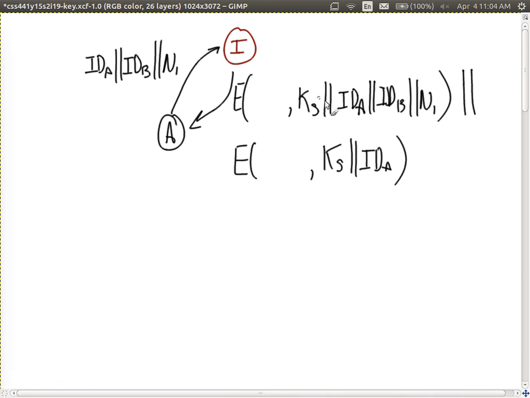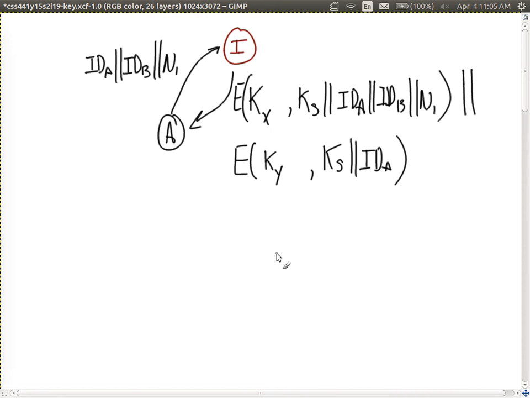What does the imposter encrypt this value with? Some key. What key is it not? It should be the key of A, but it cannot be the key of A because the imposter doesn't know that. So let's say it's just KX. And the second part should be encrypted with the master key of B, but the attacker doesn't know the master key. Let's say it's encrypted with KY.